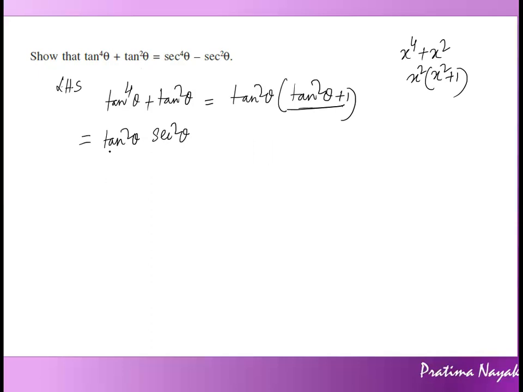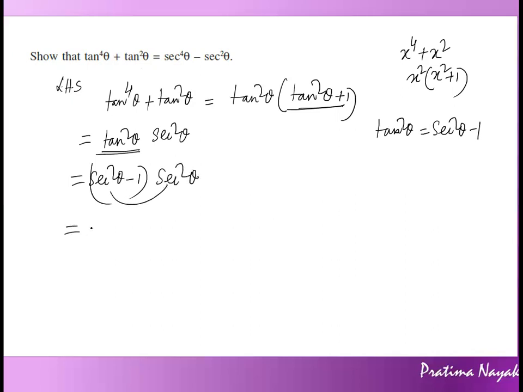Next, I'll change this one. How to change this? Tan square theta is equal to sec square theta minus 1. So it will be sec square theta minus 1 whole into sec square theta. Just multiply. How much will it be? Sec to the power 4 theta minus sec square theta. Do you feel now it is easy? Our identity is easy? Yes. Hence proved.